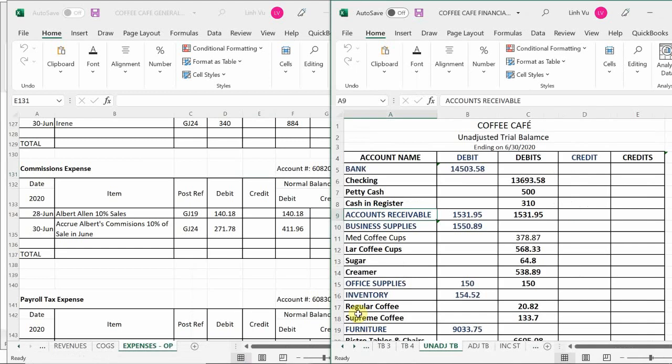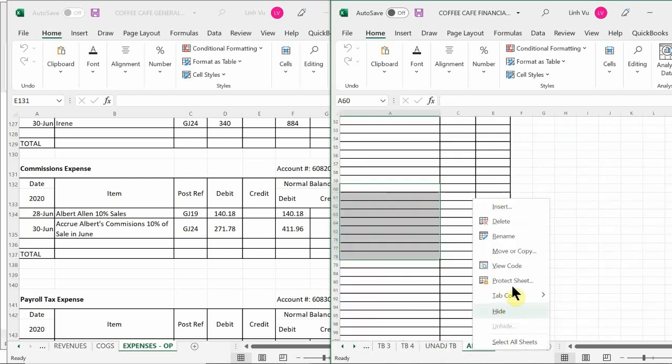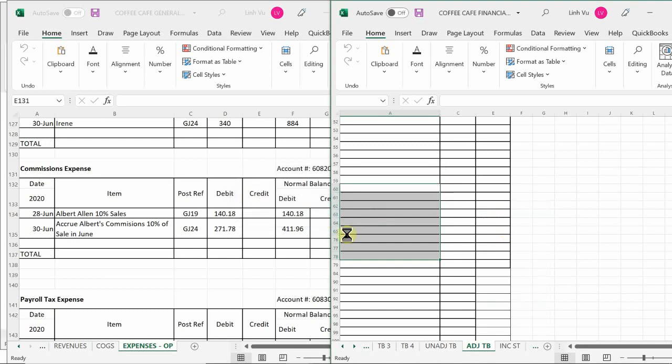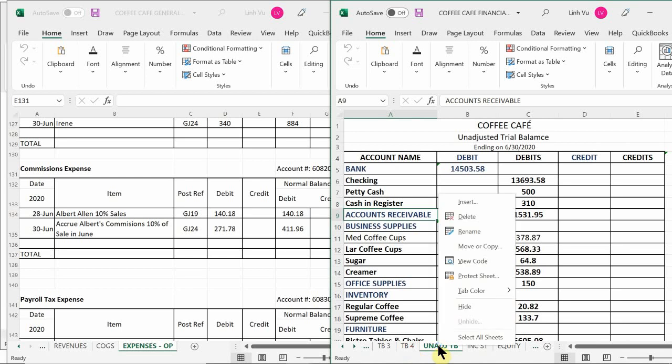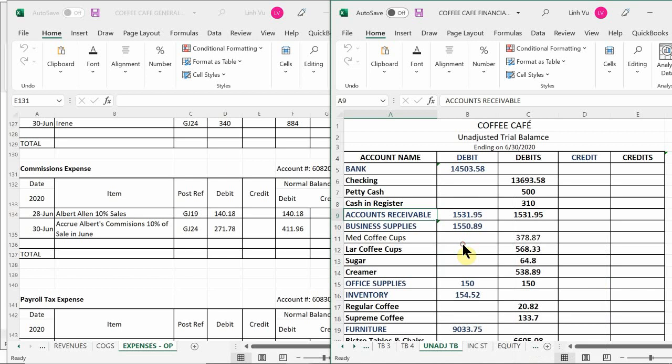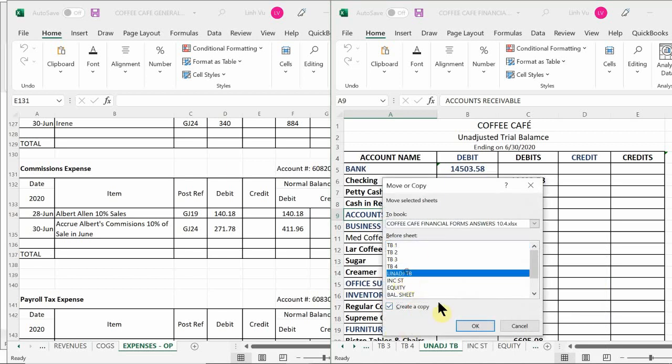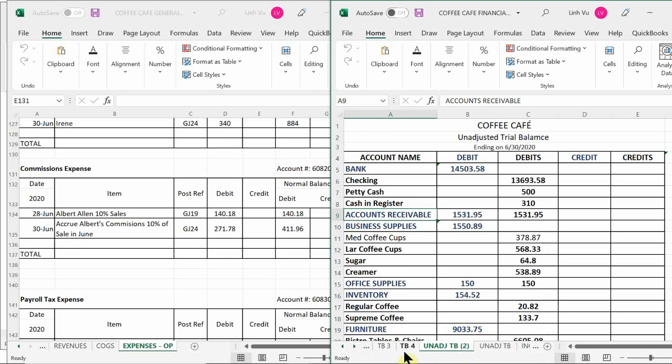What we're going to do here, once again, is make a copy of the unadjusted trial balance and fill everything exactly like it is so that we can make everything into main accounts. So I'm going to click adjusted trial balance and delete that. And I'm going to make a copy of the unadjusted trial balance. Make sure you click that create a copy. Oh no, whoops, put it right here.